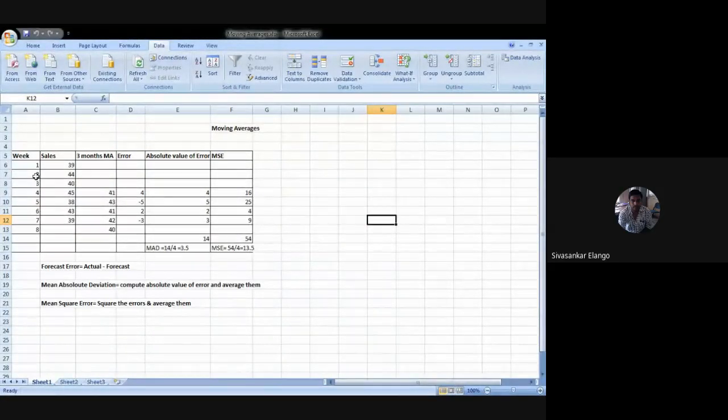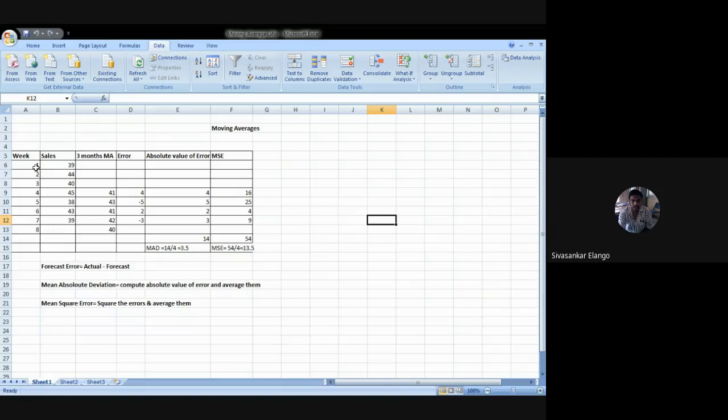So the screen is about the first method in time series. We call it moving averages. The moving averages method is used to predict the value of a stock price or sales over a period of time, right? This is the first basic technique in time series analysis.